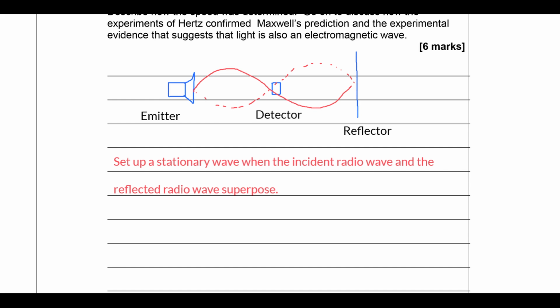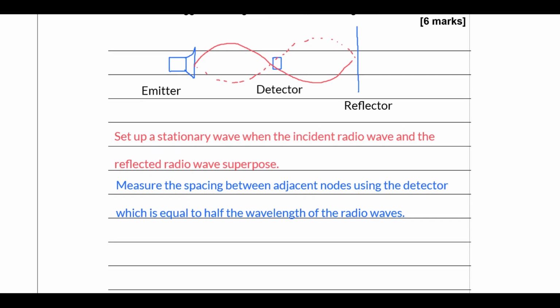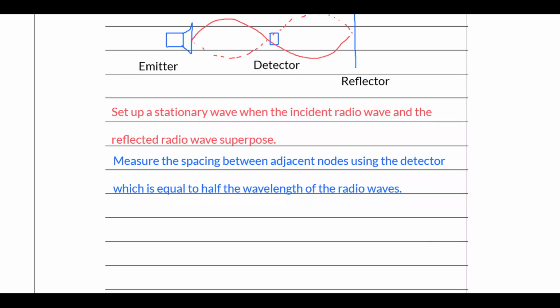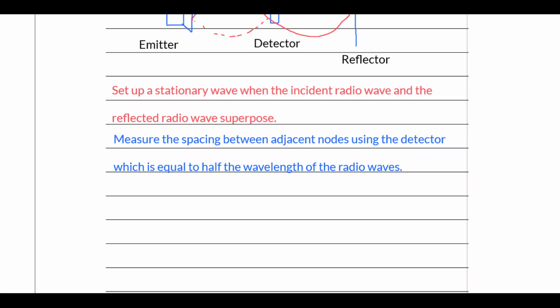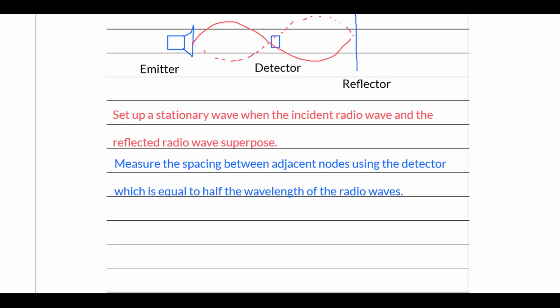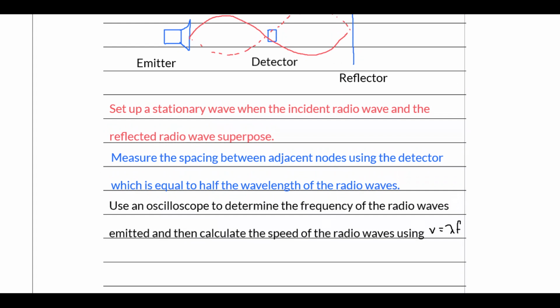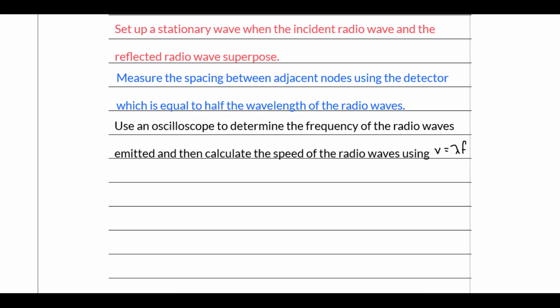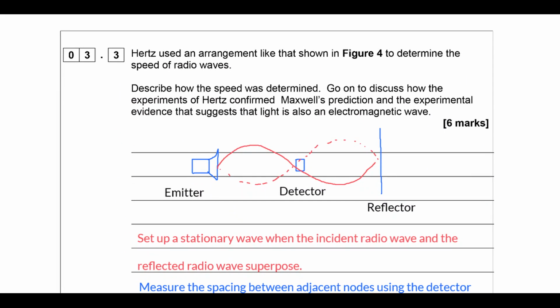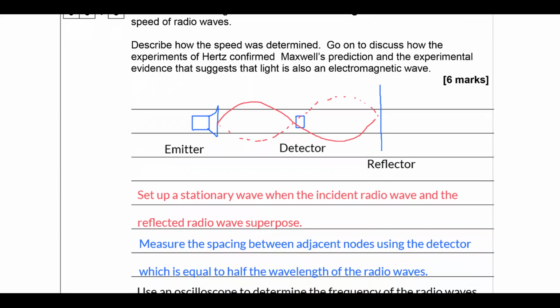So next what we need to do is measure the distance between the nodes here. So for instance, we've got a node here, a node here, and a node here. So we need the spacing between adjacent nodes. So we've got that, and that spacing is going to be equal to half the wavelength. So if we've got the frequency of our radio emitter, which we can find out using an oscilloscope, we can use frequency and wavelength to determine the speed using the equation called the wave equation. Okay, so that's if we look at the criteria, so we've described how the speed is determined.